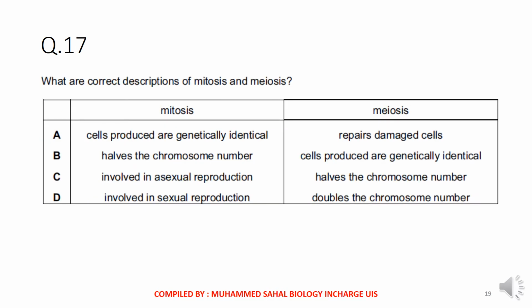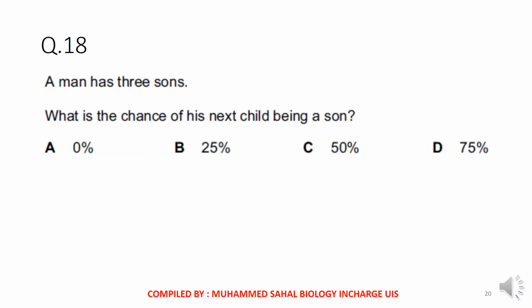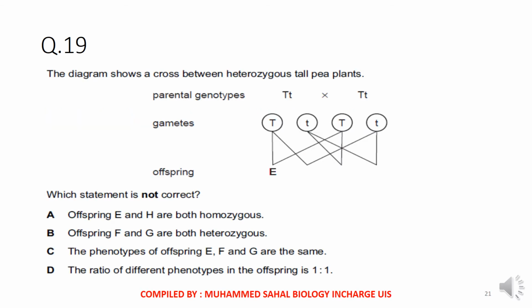Question number 17. What are correct descriptions of mitosis and meiosis? The answer is C. Mitosis is involved in asexual reproduction, and meiosis halves the chromosome number. Question number 18. A man has 3 sons. What is the chance of his next child being a son? The answer is C. Question number 19.